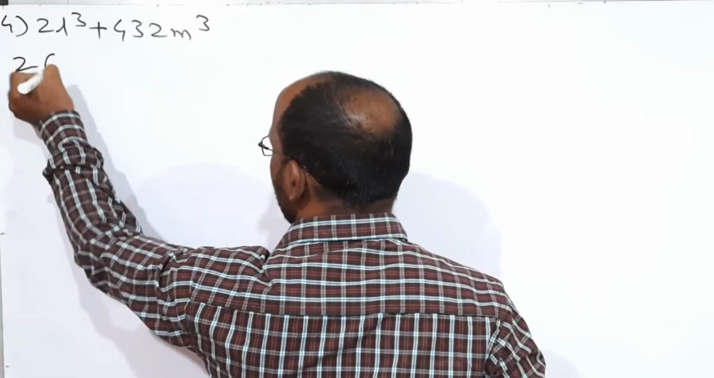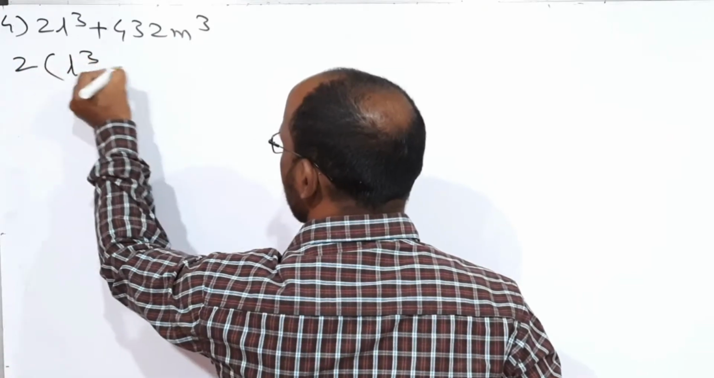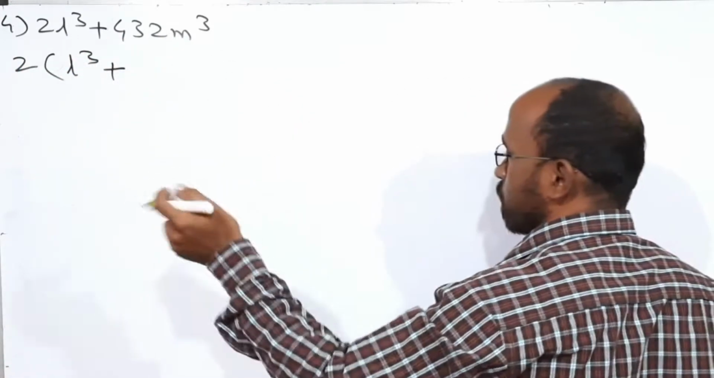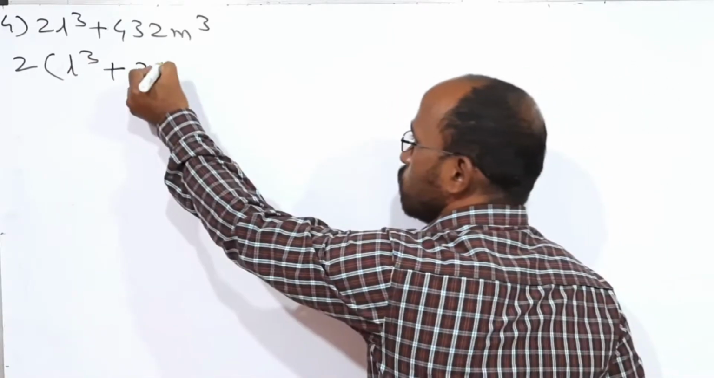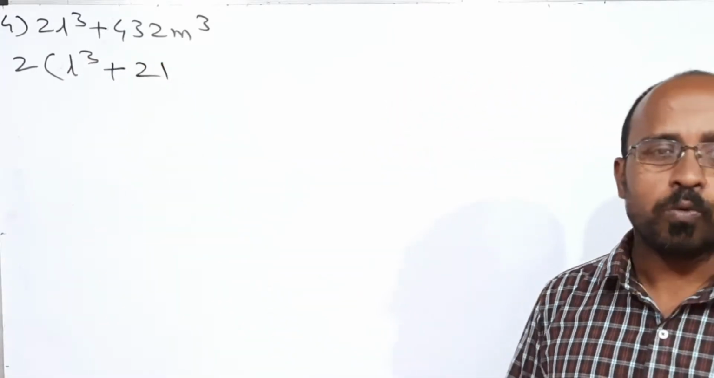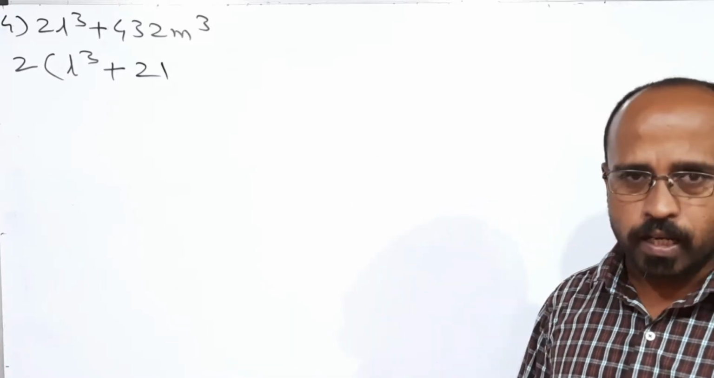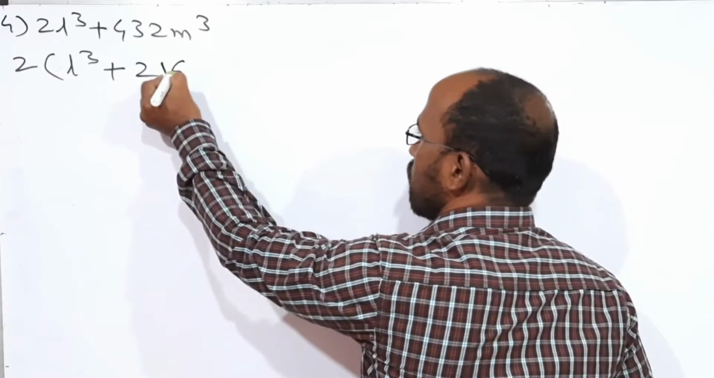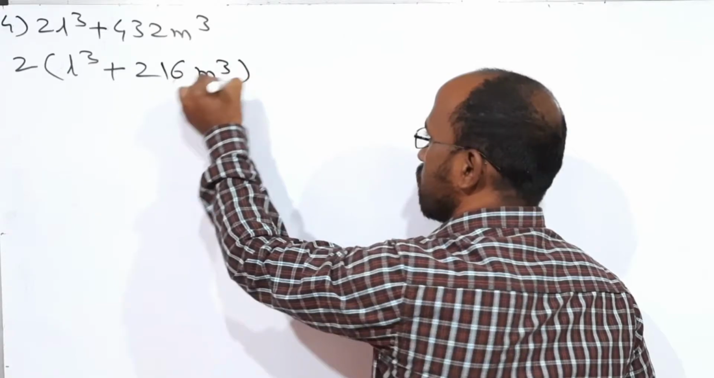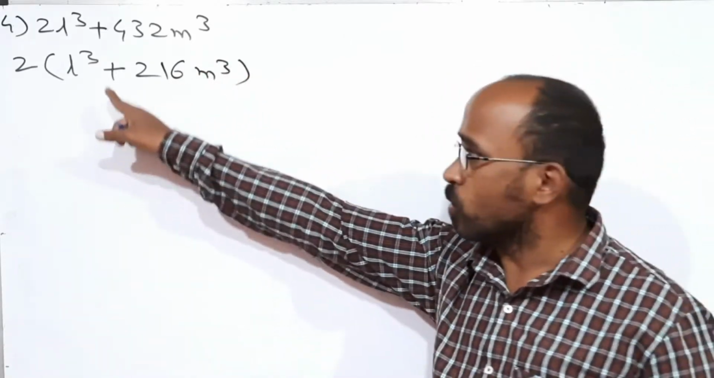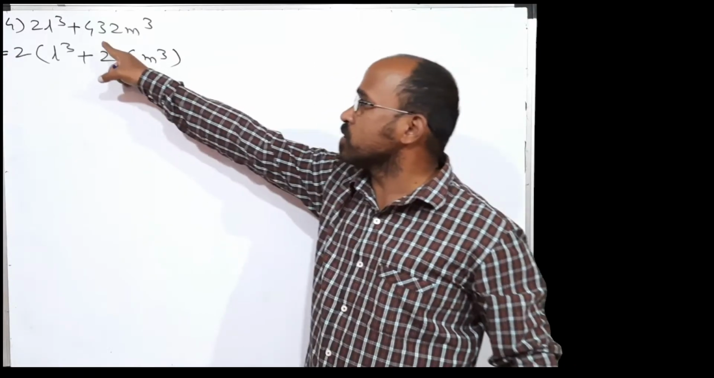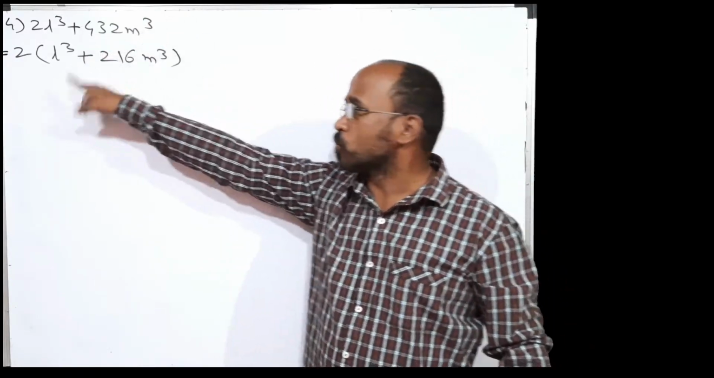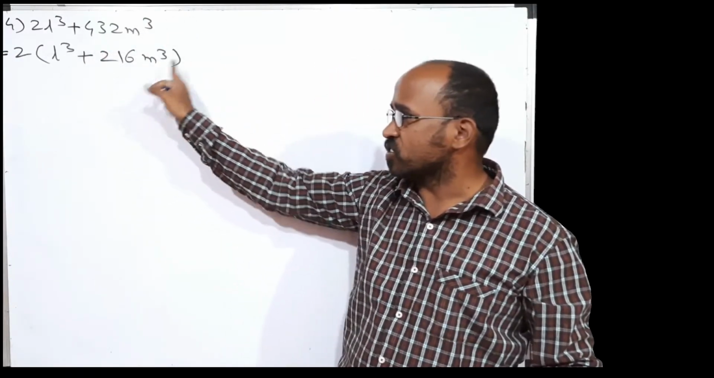If I take 2 common, it will remain l cube plus 432 divided by 2. 2 2s are 4, 2 1s are 2, 3 minus 2, 1, 2 on it, 12, 2 6s are 12, so 216 m cube. So 2l cube plus 432 m cube is equal to 2 multiplied by l cube plus 216 m cube.